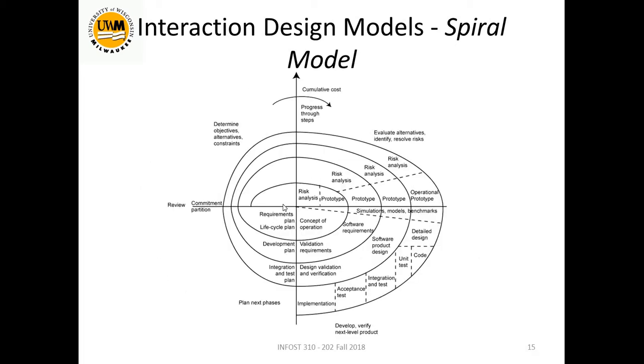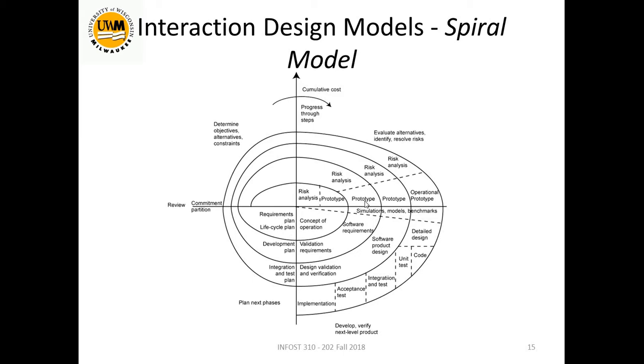We start with the requirements and with the goals that we want. We perform a risk analysis. We come up with a prototype. From the prototype, we get the concept of operation. And out of this, we get the requirements plan and the life cycle plan for the project. Then we again perform risk analysis on those plans.